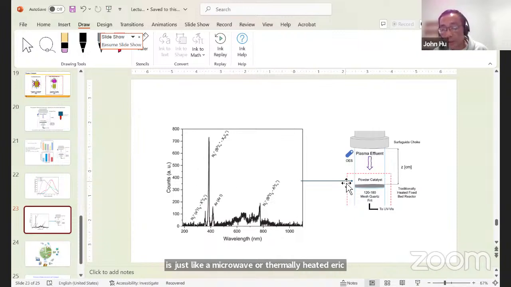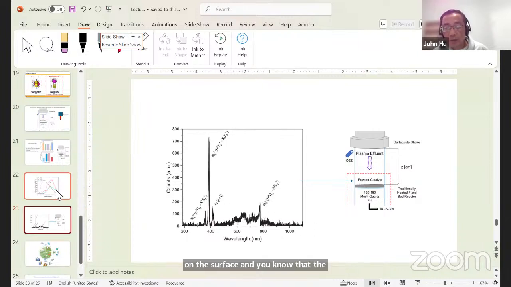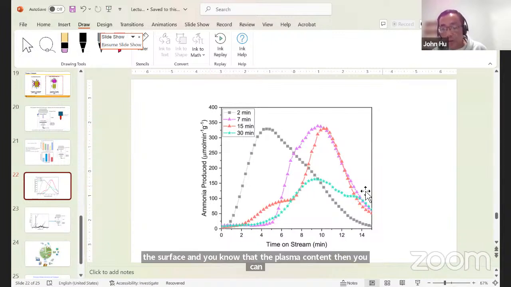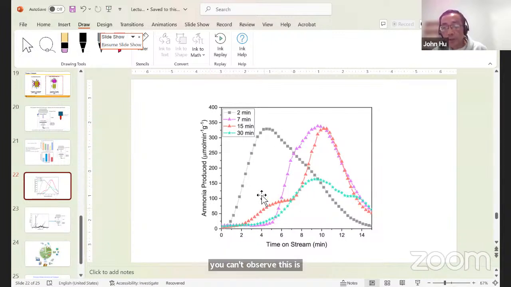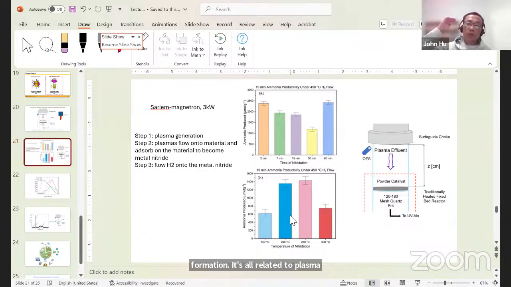Only when you see these peaks on the surface, and then you know that's plasma chemistry, can you observe the ammonia formation, and then the desorption of ammonia at different times, and you can observe low temperature ammonia formation. It's all related to plasma chemistry. Remember, the reason you have plasma is that you basically increase the so-called starting point. So they climb the activation energy curve much easier, but you have to spend energy to pre-activate the molecule.